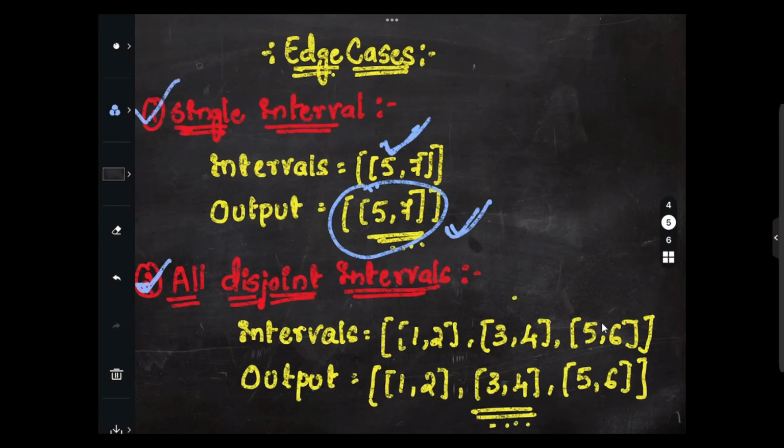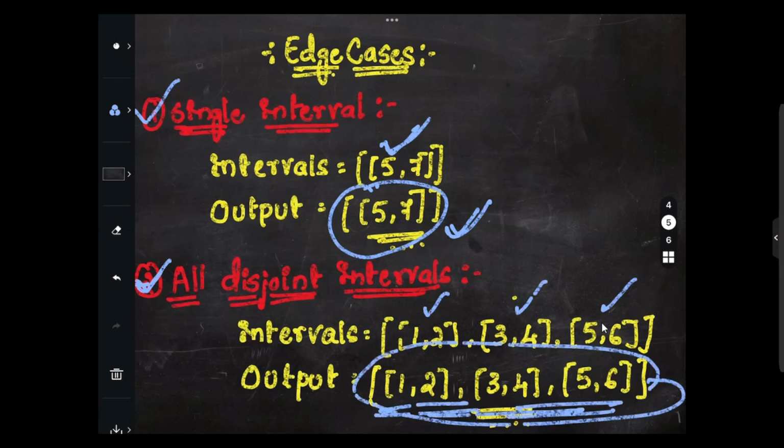So let's go with the second edge case here. All disjoint intervals, see here 1 comma 2, 3 comma 4, 5 comma 6. In this case the output will be 1 comma 2, 3 comma 4, 5 comma 6, because the edge case itself states that all disjoint intervals, right? So in this case no overlaps, so we will return as it is.